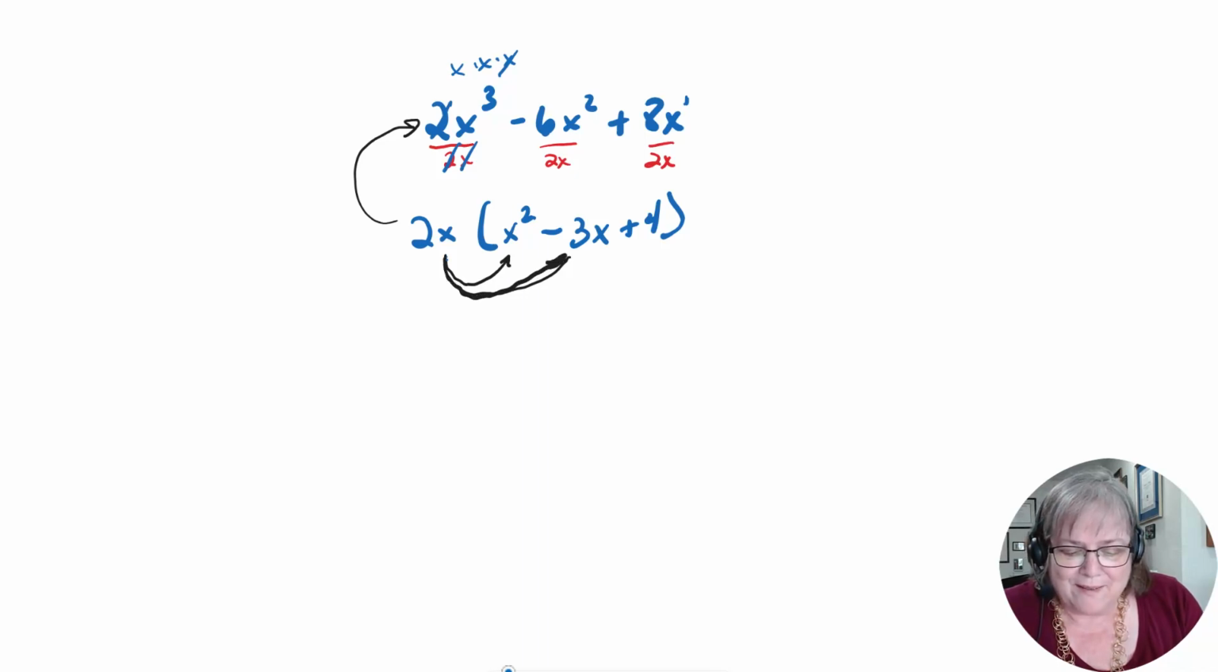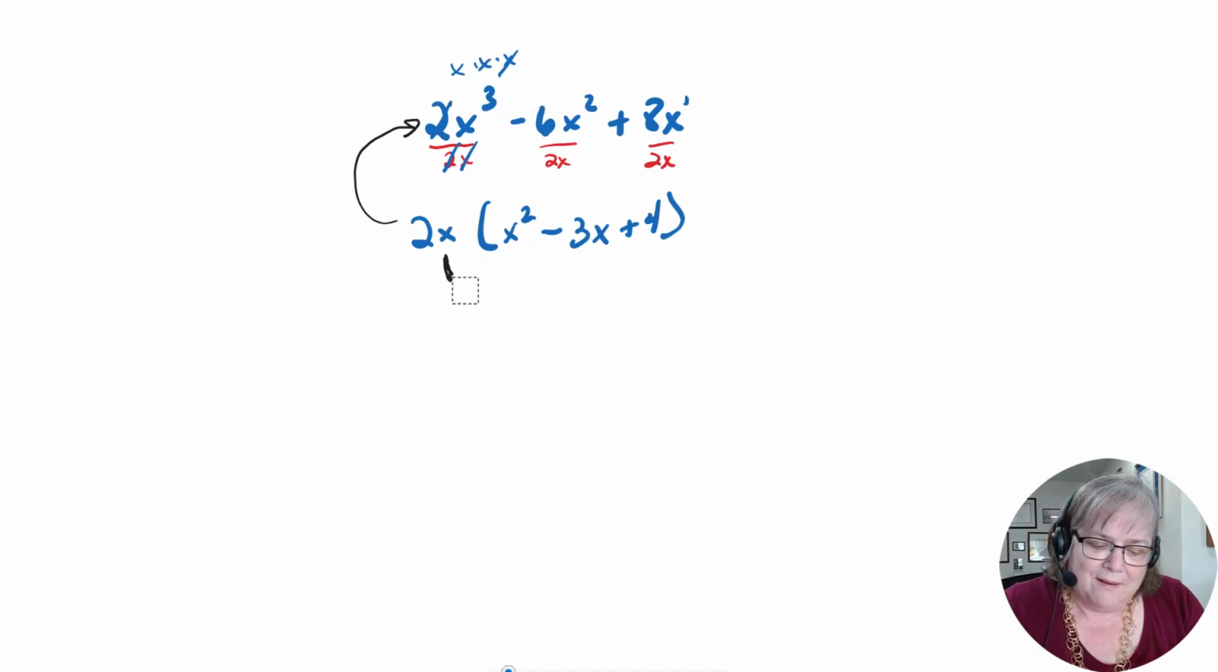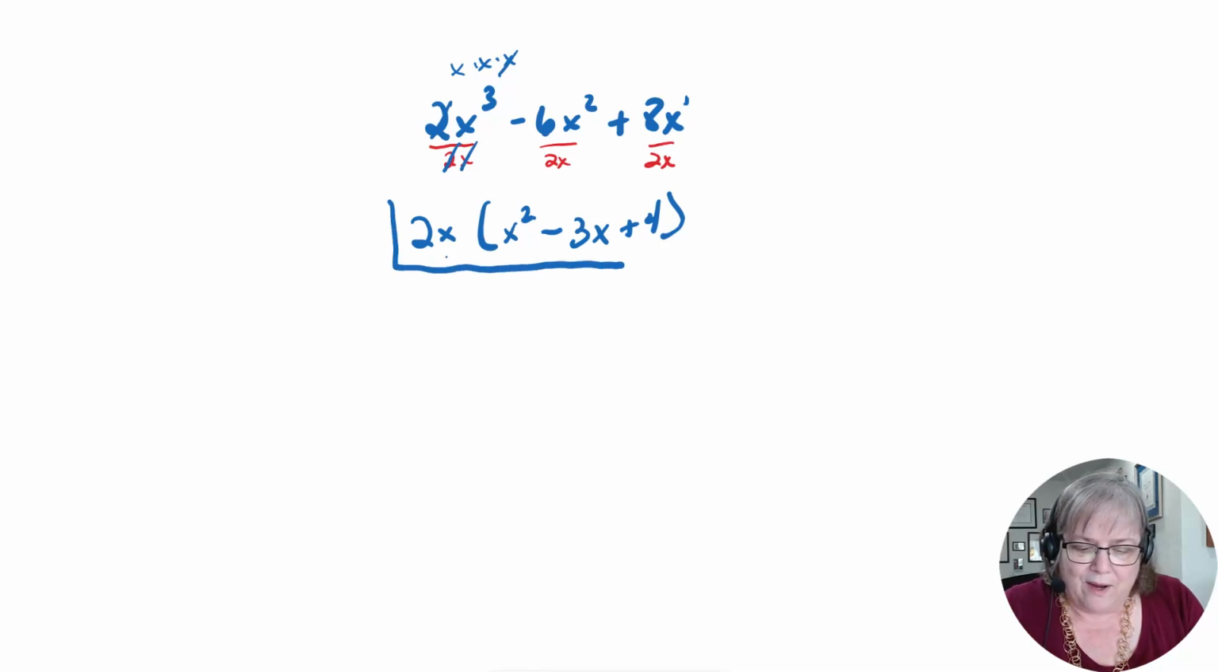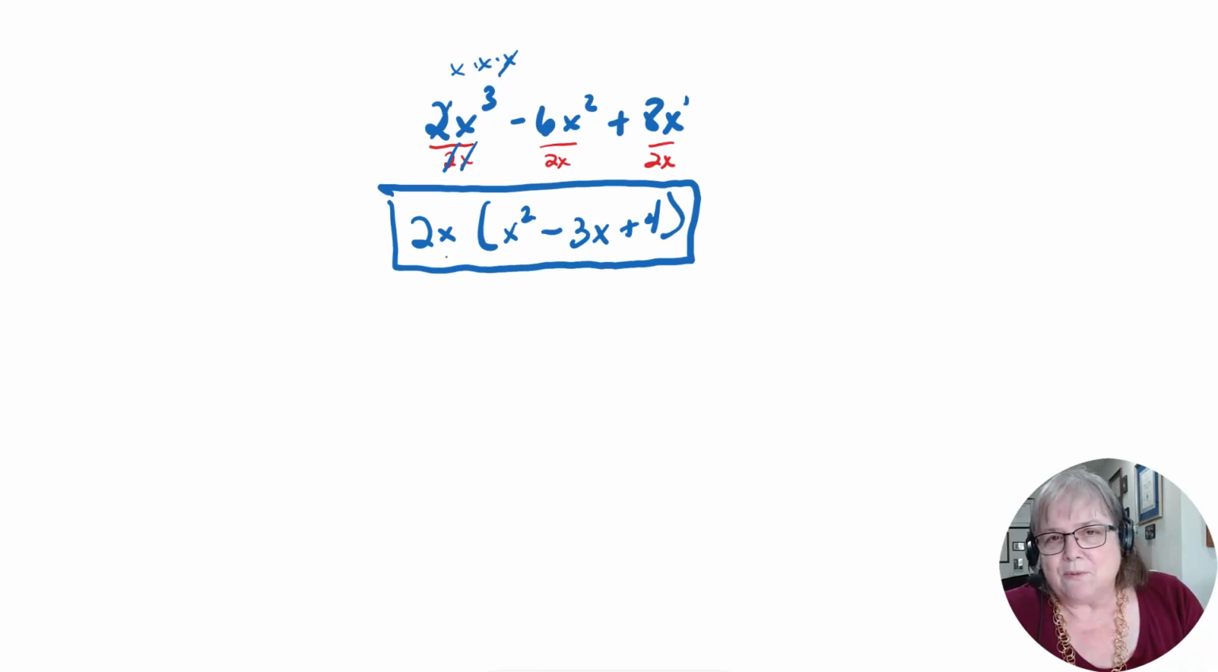All right, so does 2x times minus 3x get you minus 6x squared? Yes, it does. Does 2x times 4 get you 8x? Yes, it does. So I think that 2x is what's in common in all the terms, and when I factored it out, that leaves me x squared minus 3x plus 4, and what we would do in future videos is to say, I wonder if I could factor that x squared minus 3x plus 4 some more.